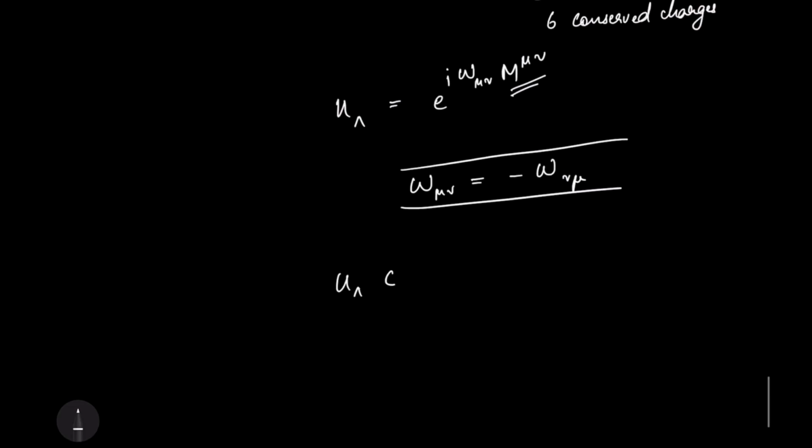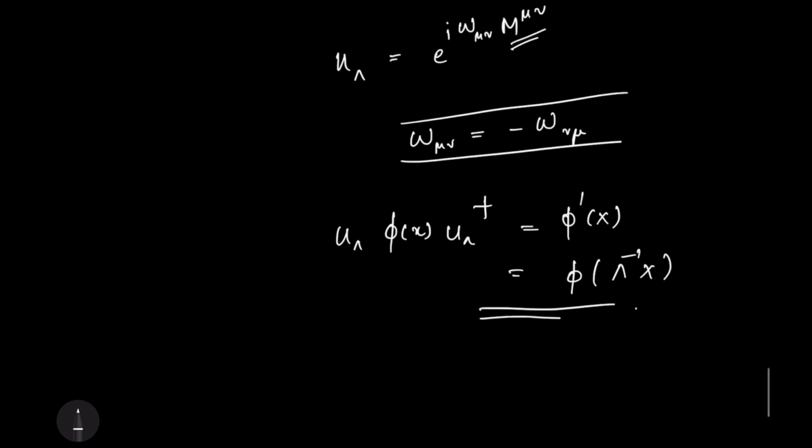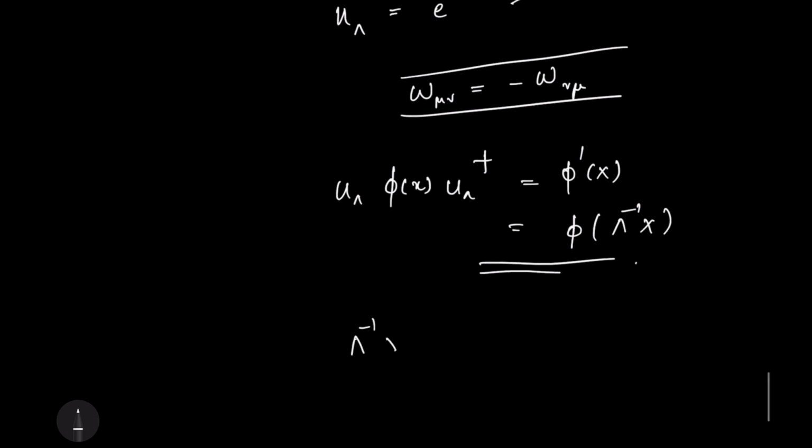So U(Λ) will act on φ, right? And you will get φ′(x). So this φ′(x) is nothing but φ of Λ acting on x. So here Λ inverse x is the Lorentz transformation of x^μ.